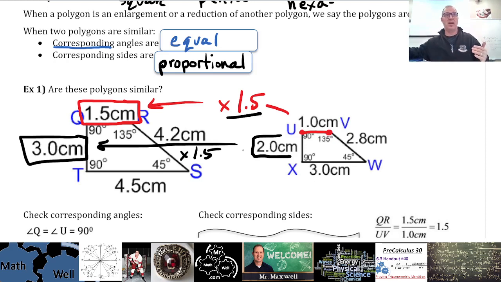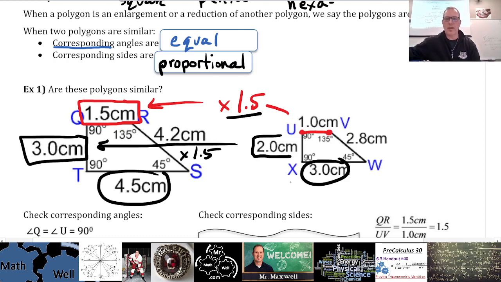28 times 1.5 would be 28 plus 14, right? 42, okay? So multiplying by 1.5 is pretty easy. 3 and 4.5, let's see. Well, you've got 3 plus half of 3. That's 3 plus 1.5 is 4.5.